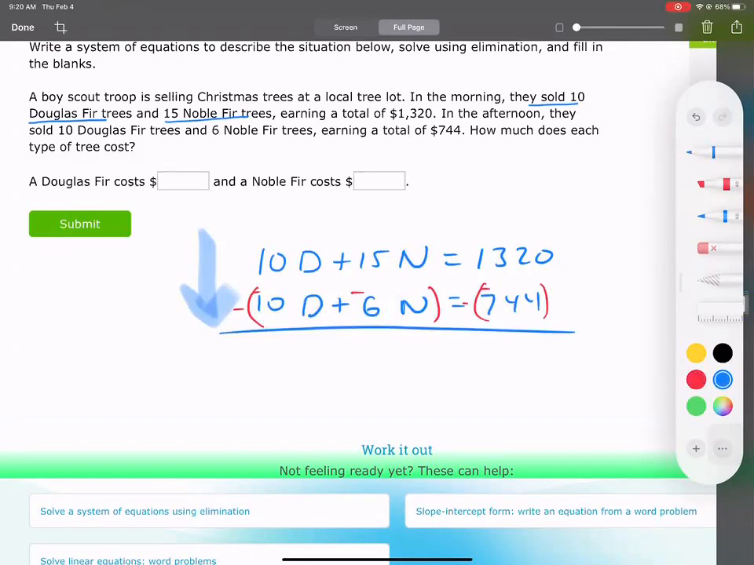Okay, let's go ahead and combine it. We have 10, and that's a negative 10 now, right? So 10 minus 10, gone. We have no more Douglas firs. Now 15 minus 6 is going to be 9n, is equal to now 1,320 minus 744. Is there a way for me to do that quickly? That's 356, is that right? No, what am I doing? Not 300.